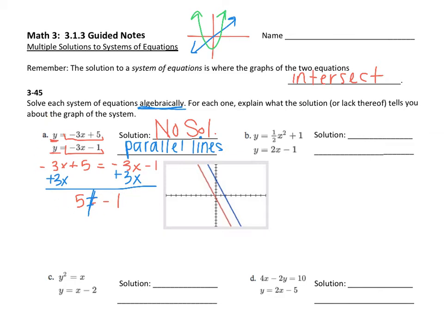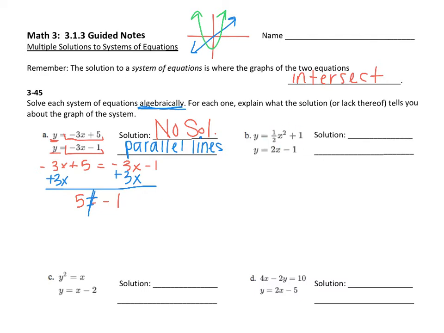All right, I'm going to get rid of that graph and we'll move on to example B. Okay, moving on to this example here in part B. I have both of these equations written in the form of y equals. So y equals 1/2 x squared plus 1. y also equals 2x minus 1. That means I can just set these two functions equal to each other since they both equal y.